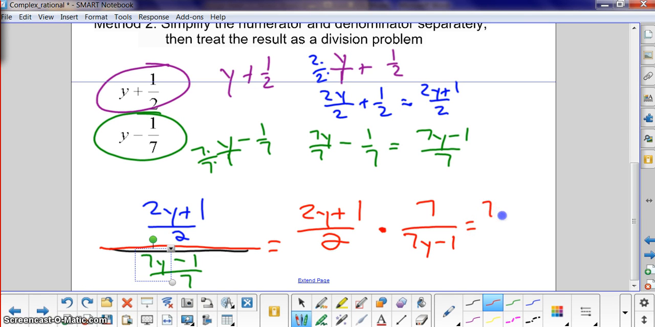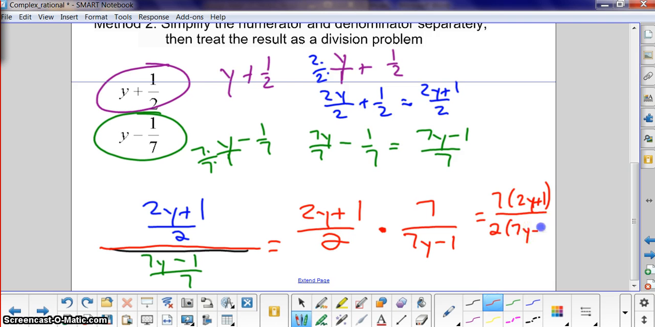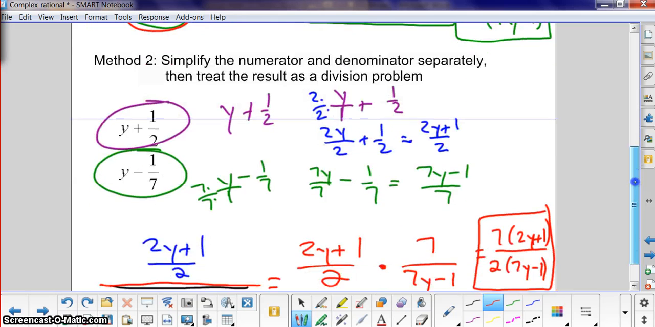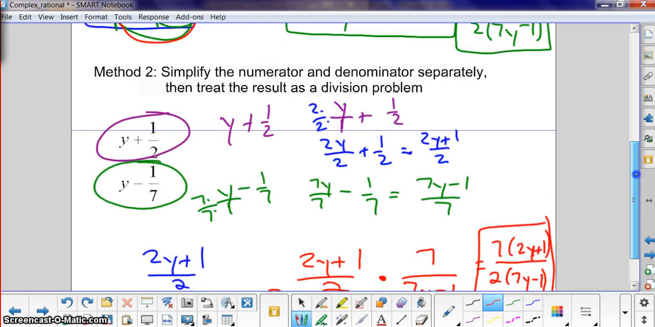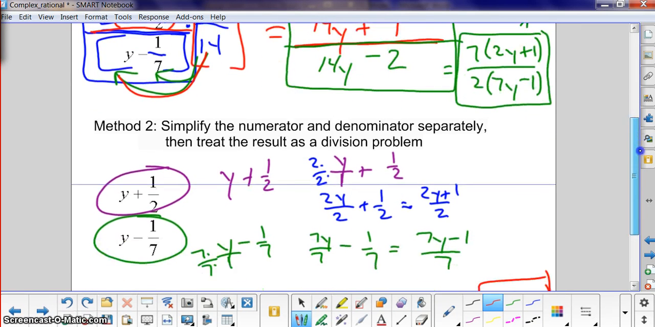So I multiply the numerator, 7 times 2y plus 1, and I multiply the denominators, 2 times 7y minus 1. And when you compare the answer from this method to the answer of the other method, you'll see that they are exactly the same as each other. There's that one. There's this one. Those are exactly the same. I don't care which one you do. So you decide which one you thought was best.